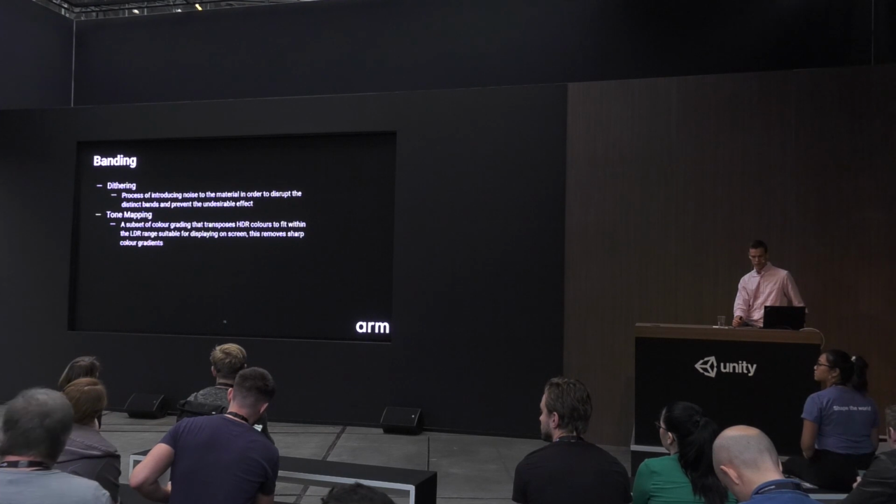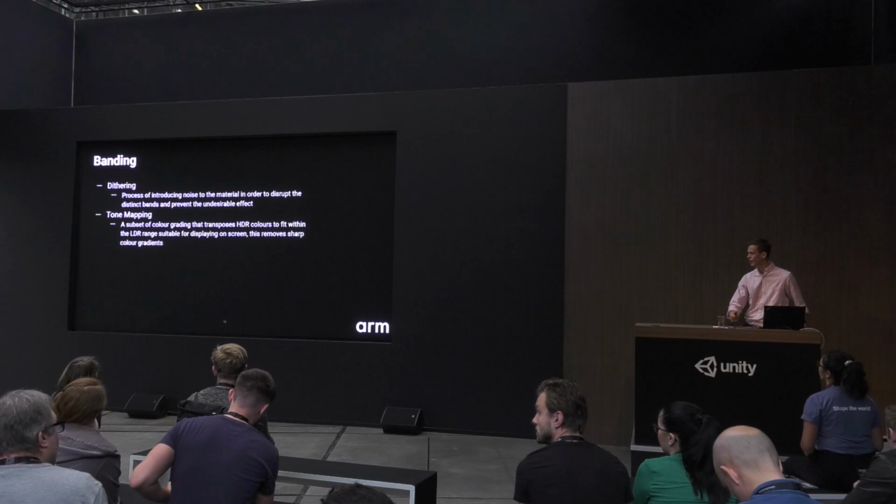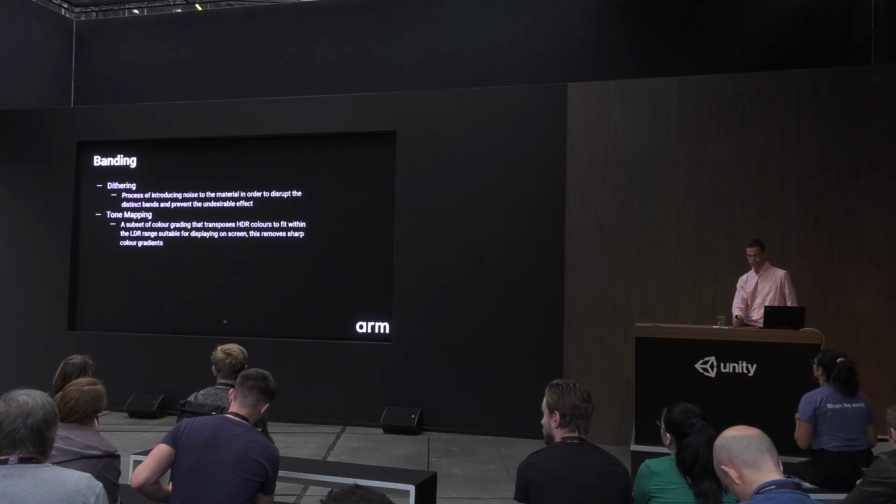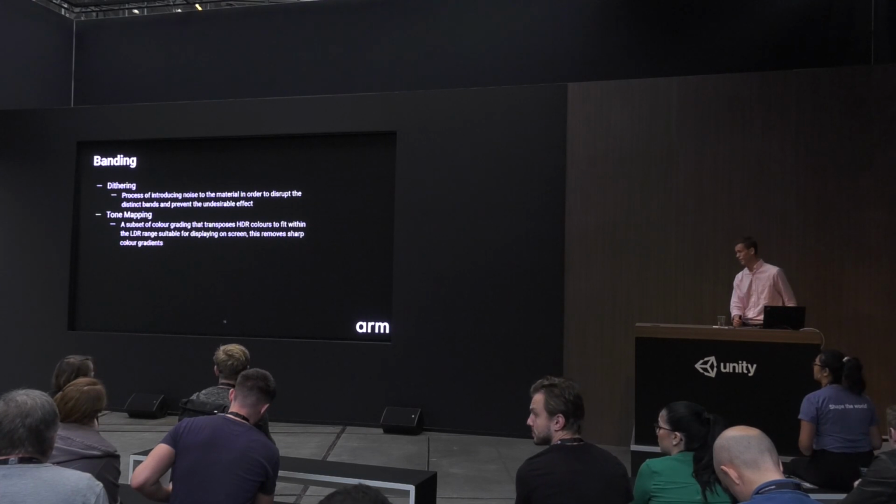Next up is tone mapping. When you tone map from the high dynamic range, HDR colors, to LDR colors, you can remove those sharp gradients of color changes in your screen. And that really helps to stop the bands being so apparent. So this is super easy to implement as well.